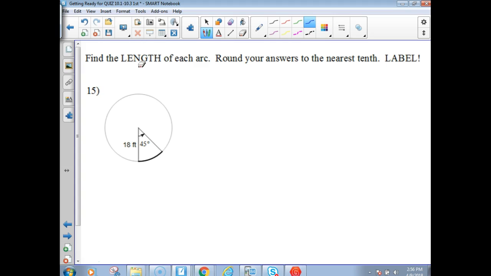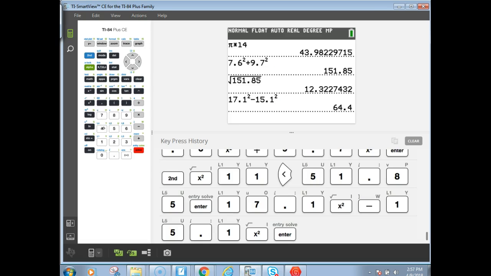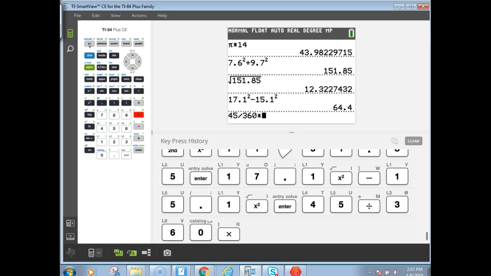All right, 15. Find the length. Now, arc length is x degrees out of 360 times pi times the diameter. It's in your ISN. You get to use it, but it's really not that hard to remember. Take the angle measure, 45 out of 360 times the circumference of the circle, which is pi times the diameter. They gave me the radius is 18, so what's the diameter? 36, 2 times 18. So you're going to do 45 divided by 360 times pi times 36.